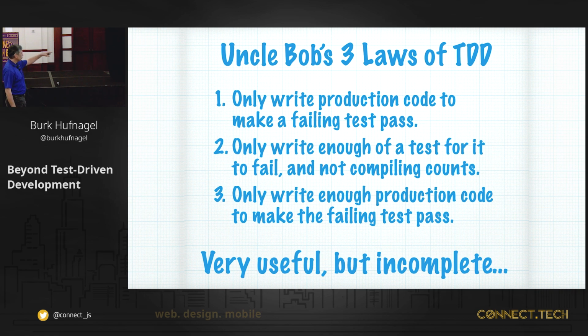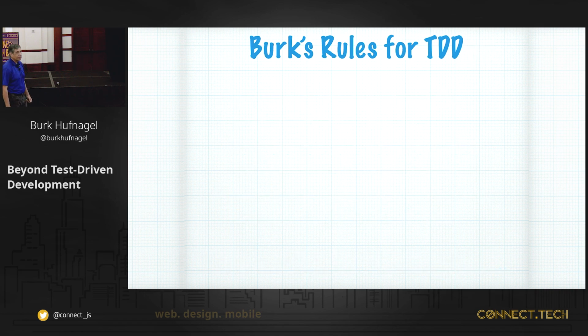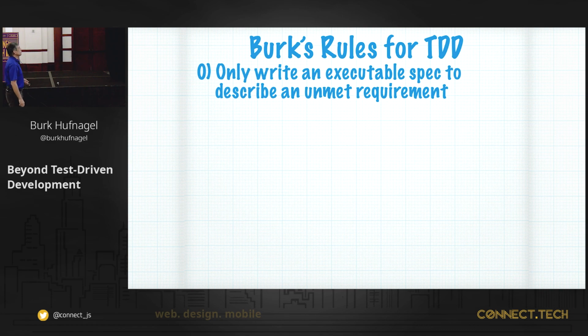Okay, so useful but incomplete because of that. And so I have my own rules because, I'm not wearing it right now, but I have a button that says, if at first you don't succeed, change the rules. Now that doesn't mean you can always do that, but sometimes. So I wanted to deal with two things. One is, how do you know what test to write? How do you know when you're done? And adding refactoring.